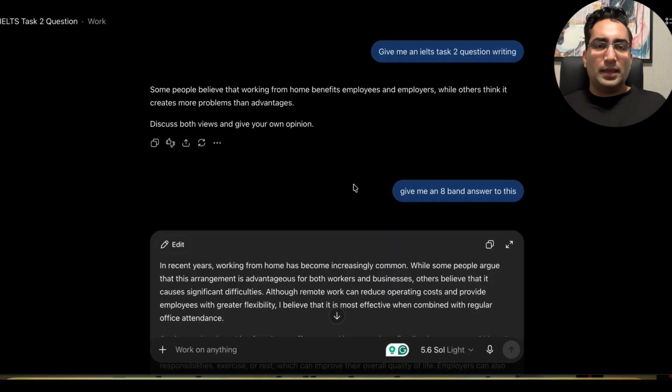Okay, so the question again was, some people believe that working from home benefits people, while others think it creates more of the problems.